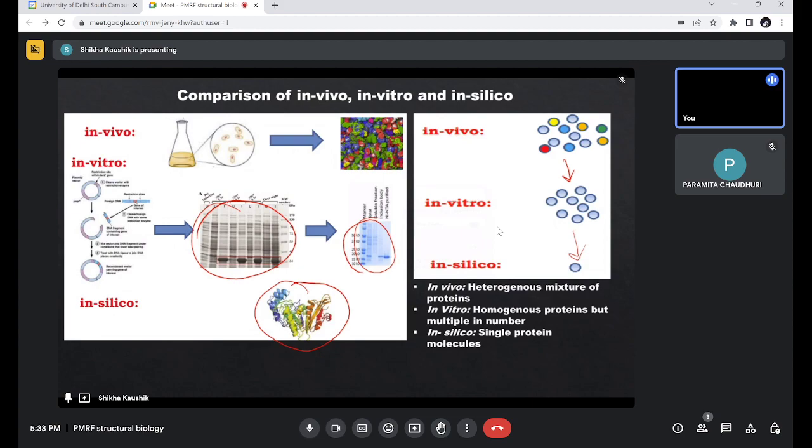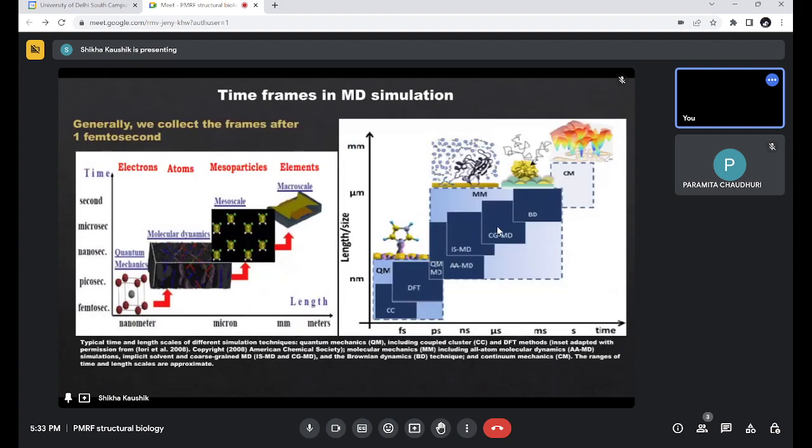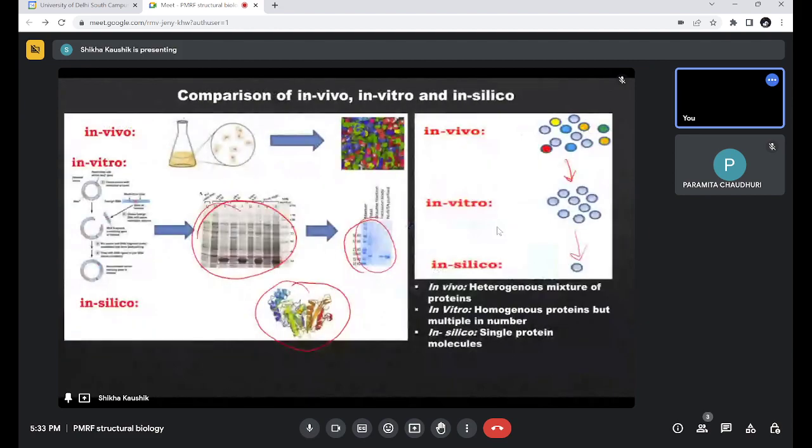Initially we have a heterogeneous mixture of proteins where we cannot control the effect other proteins have on a particular protein. But in case of in vitro we have a homogeneous protein sample where we have a large number of the same protein, and in silico we can study a single protein molecule. So that's how far we have come, and we can now understand a single molecule.